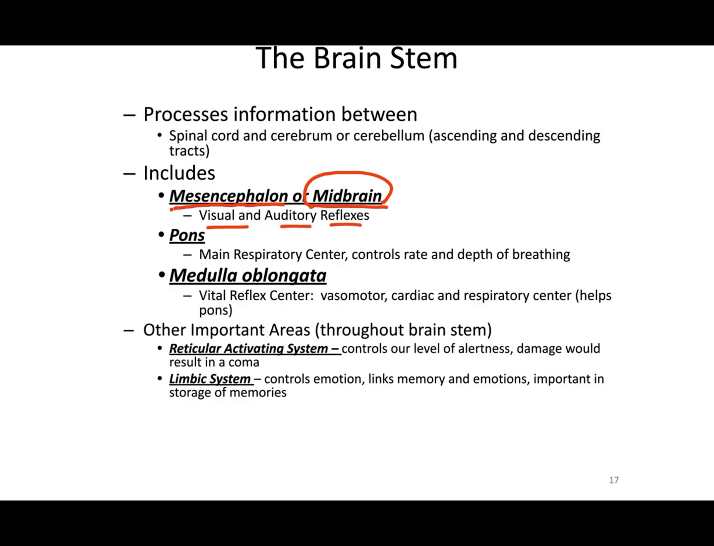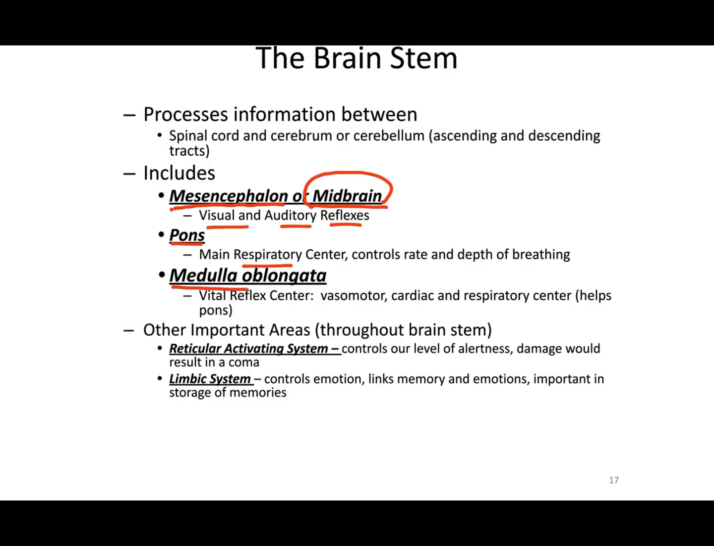It's the way we respond to fast-moving objects, and we're like, oh, what is that? Or loud noises. We turn our head quickly to figure out what they are. Those are the auditory and visual reflexes. Then we have the pons, and that's our main respiratory center. So we're going to talk about that a lot more, how it does that, when we do the respiratory system.